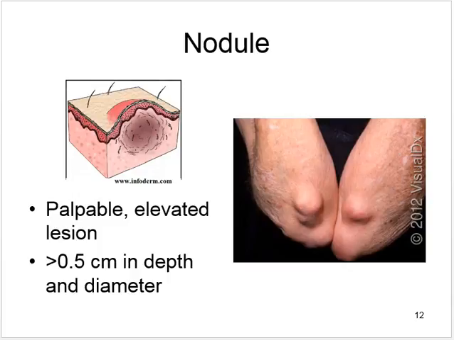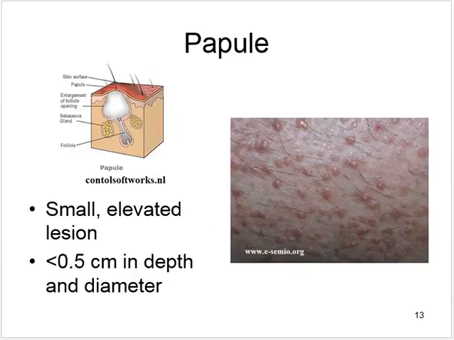A nodule is a palpable, elevated lesion. It's solid. It's greater than 0.5 centimeters in depth and diameter, and it's differentiated from a papule by its depth of involvement. Some examples of this are enlarged lymph nodes. A papule is a small elevated lesion. It's solid, but it's less than 0.5 centimeters in depth and diameter. The majority of the papule projects above the plane of the surrounding skin, and an example of that is a pimple.